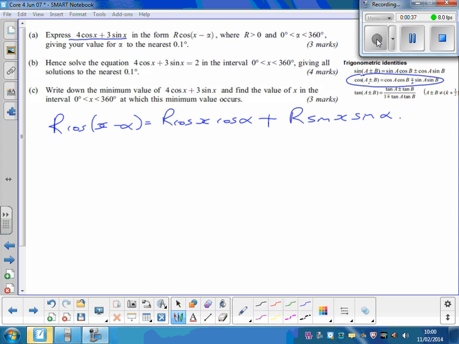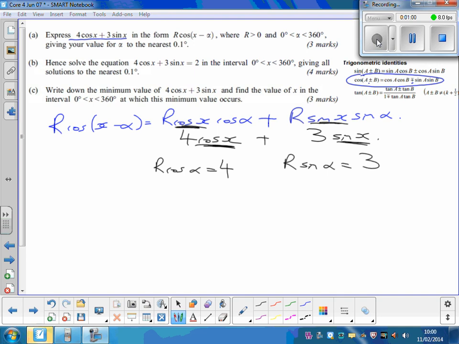Let's write down what we're looking for. We're looking for 4 cos x plus 3 sine x. And let's match these things up. Look, there's a cos x there and a cos x there. So what's left? R cos alpha equals 4. The other bit here, here's the sine x, here's the sine x. So the other bit that's left is r sine alpha equals 3.